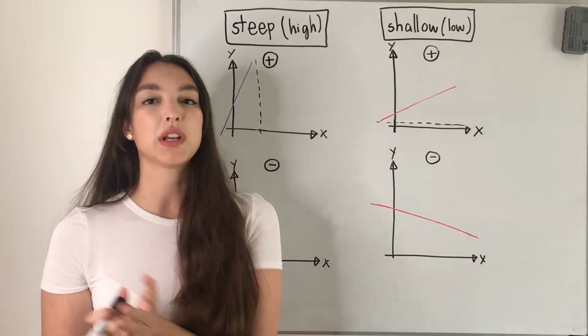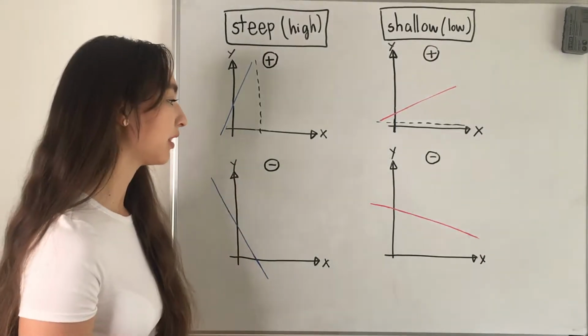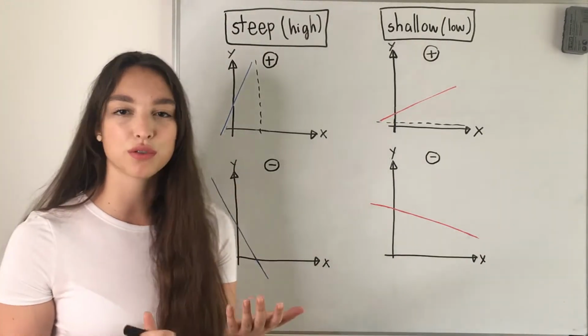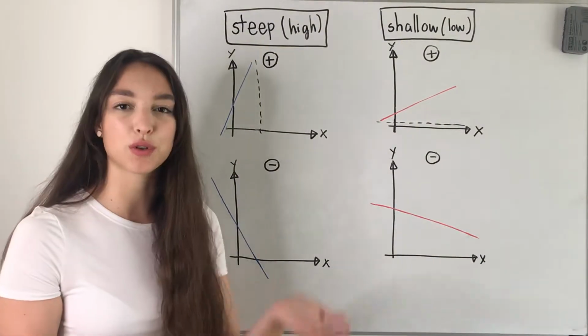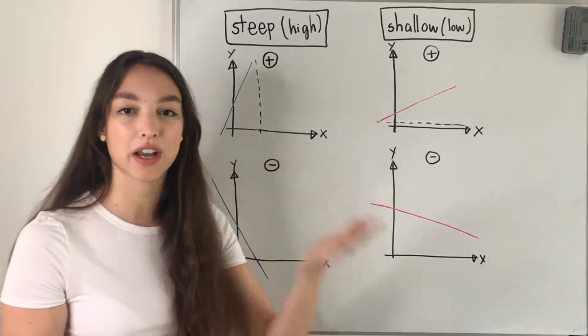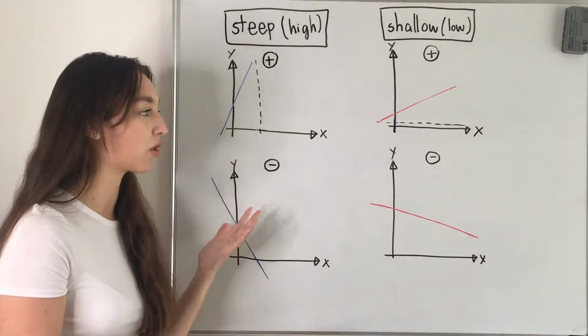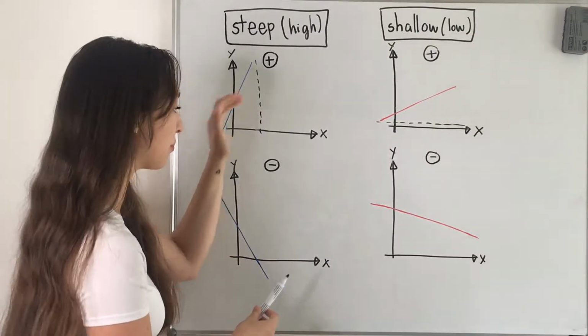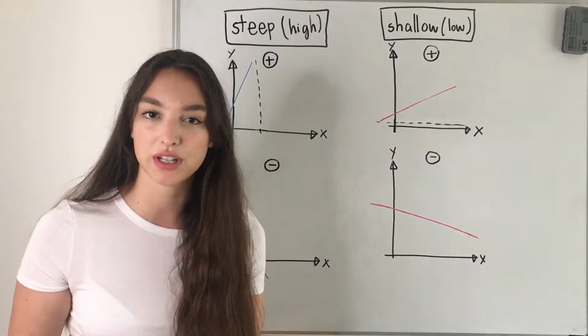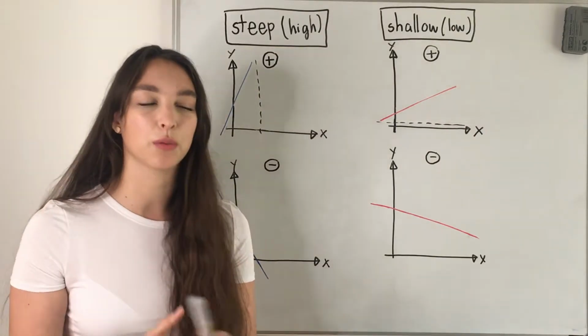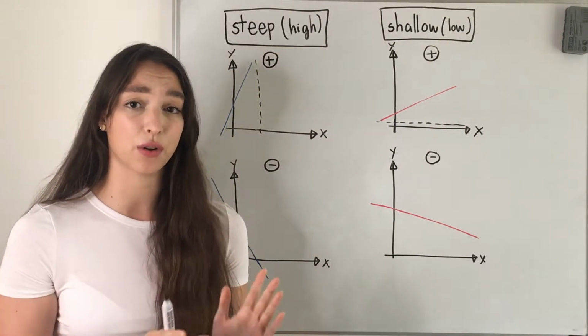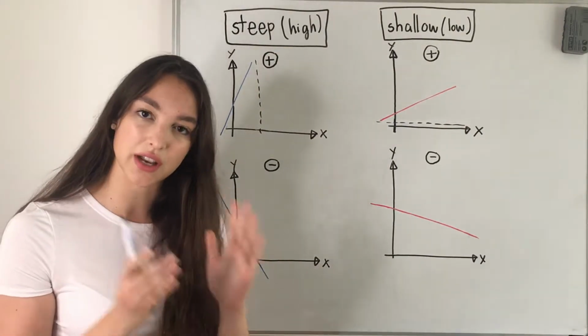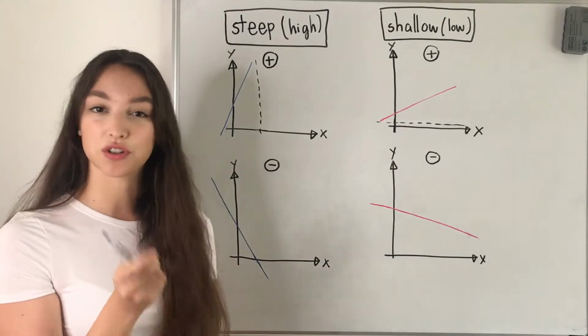Now, we cannot just be content with being able to classify the slopes or being able to classify linear functions depending on how steep or shallow, or if they're positive or negative or increasing or decreasing. We shouldn't just be content with that. We want to calculate the actual value of the slope. We want to calculate the number. And I'm going to show you how to do that.